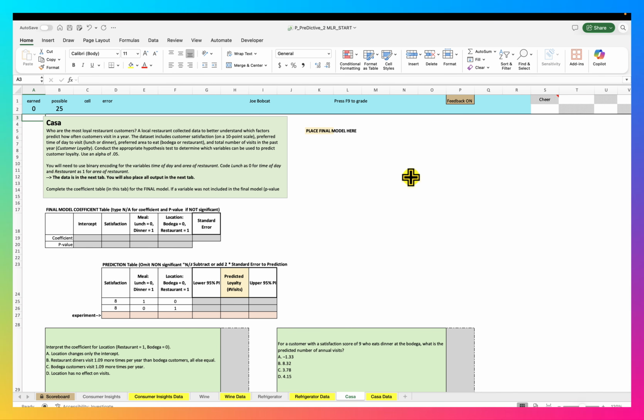Conduct the appropriate hypothesis test to determine which variables can be used to predict customer loyalty using alpha of 0.05. You would need to use binary encoding for the variables time of day and area of restaurant. Code lunch is 0 for time of day, and restaurant is 1 for area of restaurant, and 0 for bodega.